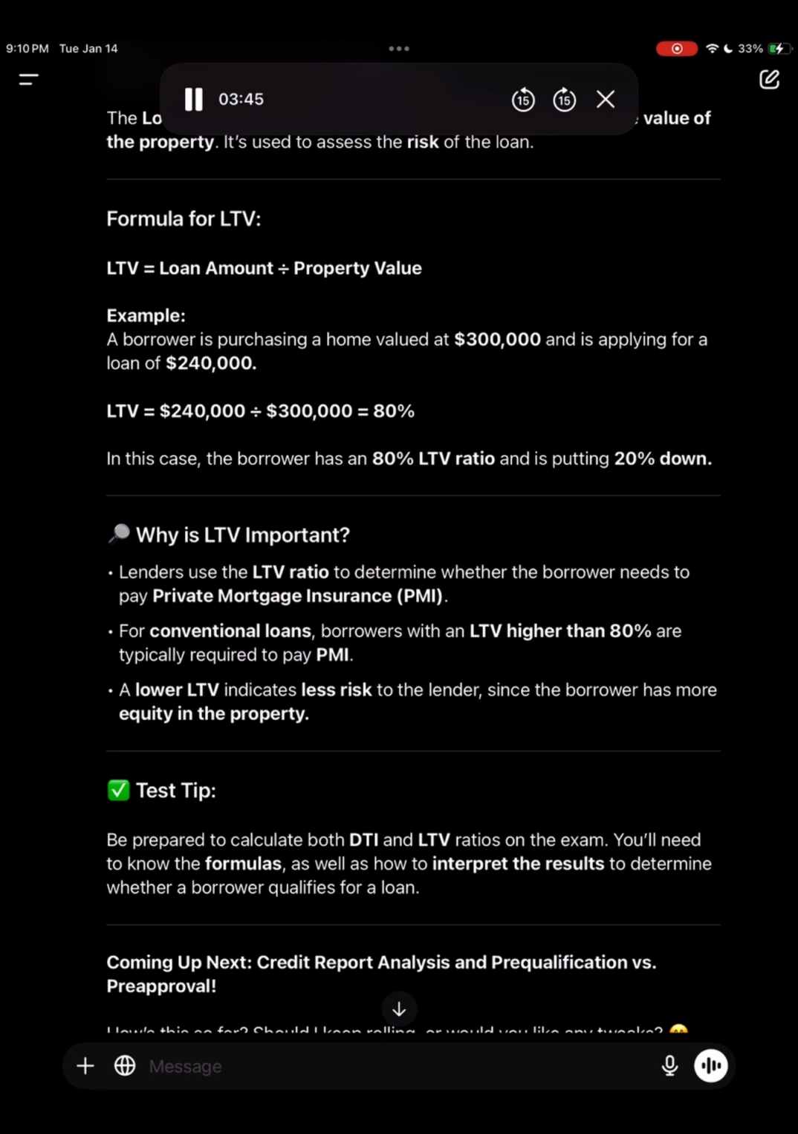A lower LTV indicates less risk to the lender, since the borrower has more equity in the property. Test tip: be prepared to calculate both DTI and LTV ratios on the exam. You'll need to know the formulas as well as how to interpret the results to determine whether a borrower qualifies for a loan. Coming up next, credit report analysis and pre-qualification versus pre-approval.